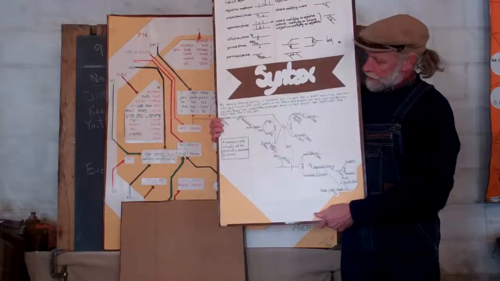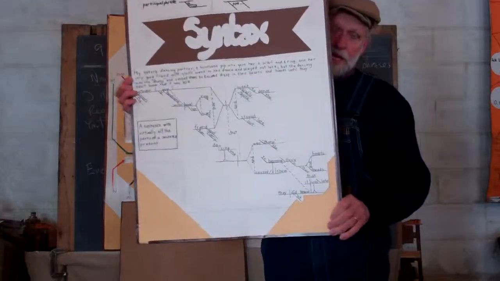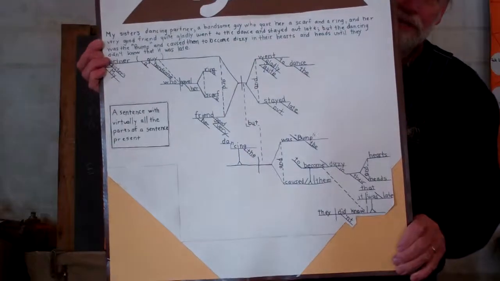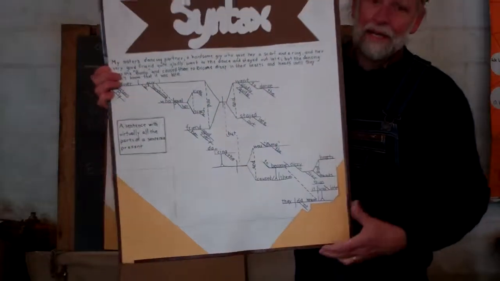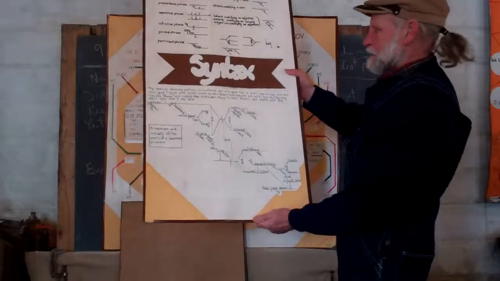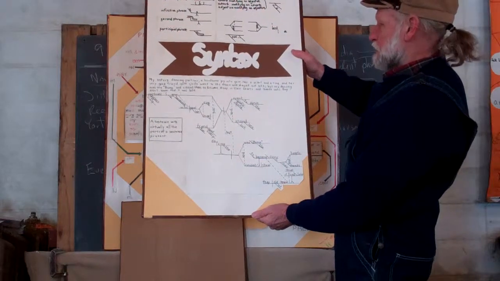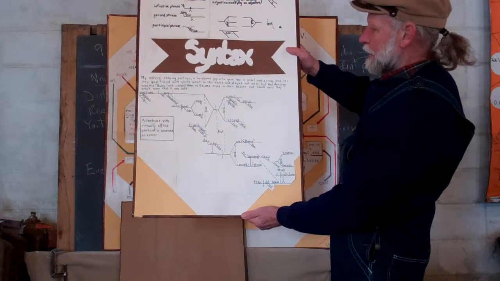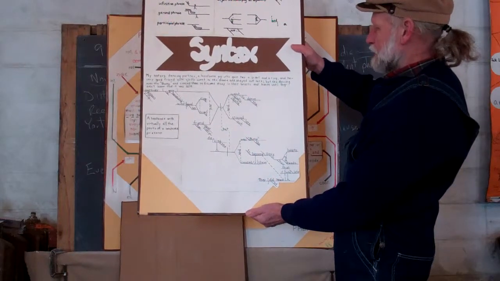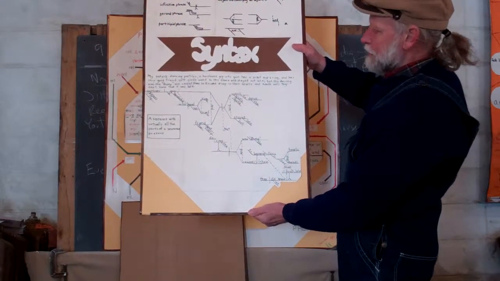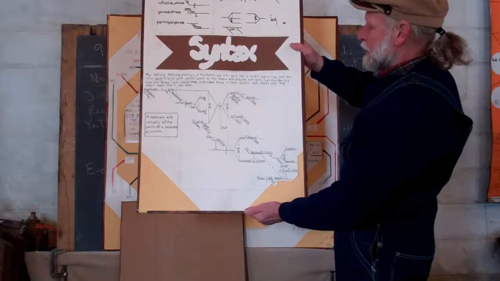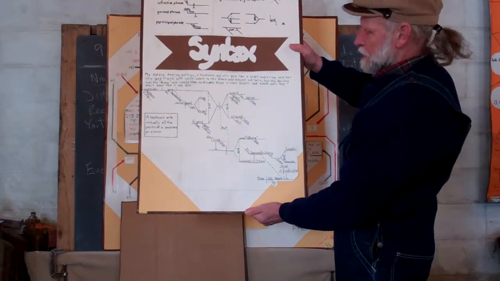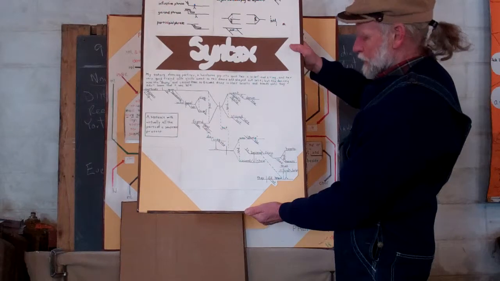And here is a very stupid, awkward sentence. But it has every single sentence part in it. Let me read it to you here. My sister's dancing partner, a handsome guy who gave her a scarf and a ring, and her very good friend, quite gladly went to the dance and stayed out late. But the dancing was the bump and caused them to become dizzy in their hearts and heads until they didn't know that it was late.